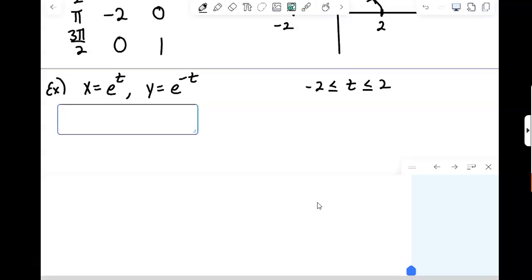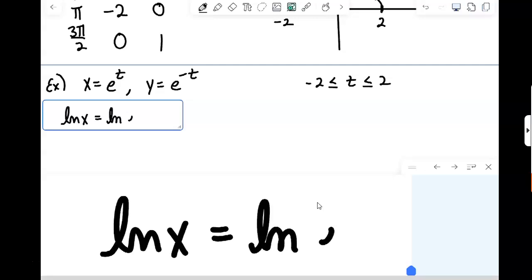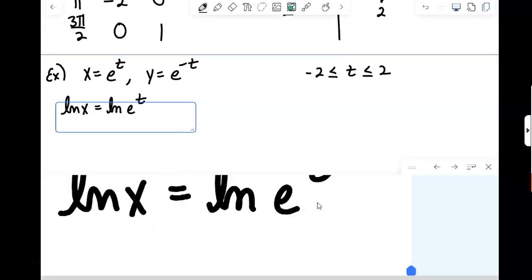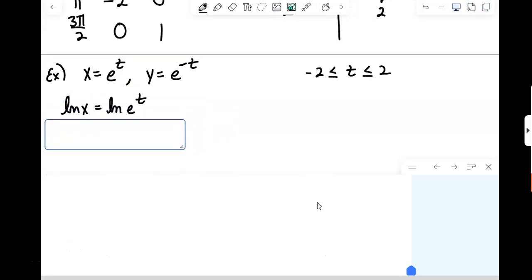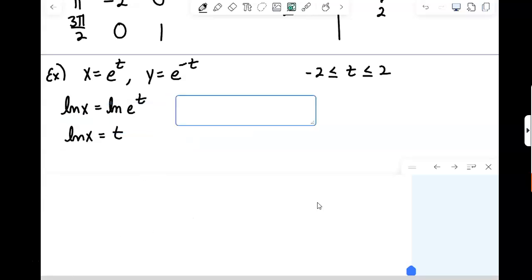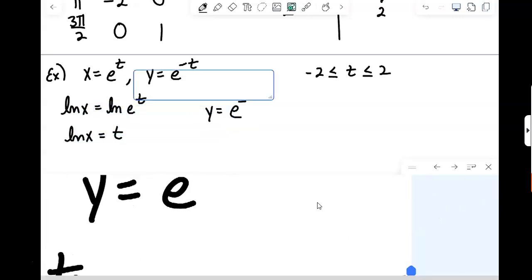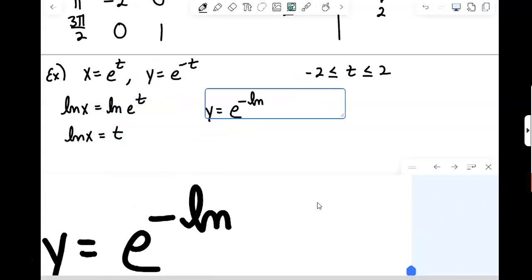Instead I'm going to go a little bit of a longer way and say, hey, I need to solve for t. So I take my x equals e to the t equation, apply the ln to both sides. Of course, we know that e to the t and ln cancel out, so we get ln of x equals t. And then we can go to the y equation, y equals e to the minus t. So that'll be e to the minus ln of x.